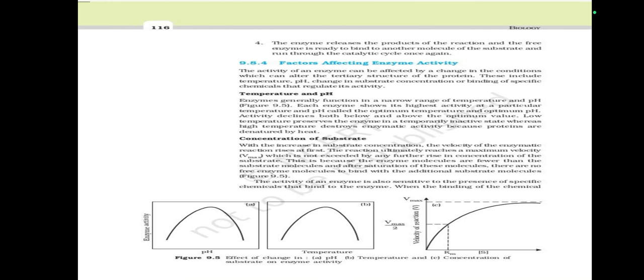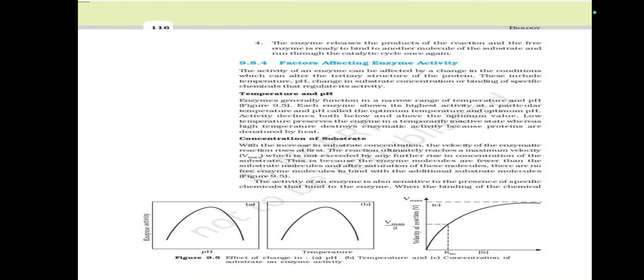Figure 9.5. Each enzyme shows its highest activity at a particular temperature and pH called the optimum temperature and optimum pH. Activity declines both below and above the optimum value. Low temperature preserves the enzyme in a temporarily inactive state, whereas high temperature destroys enzymatic activity because proteins are denatured by heat.